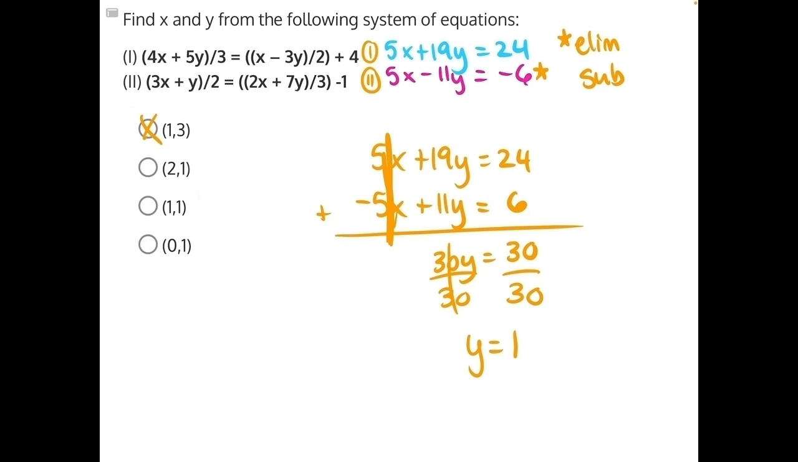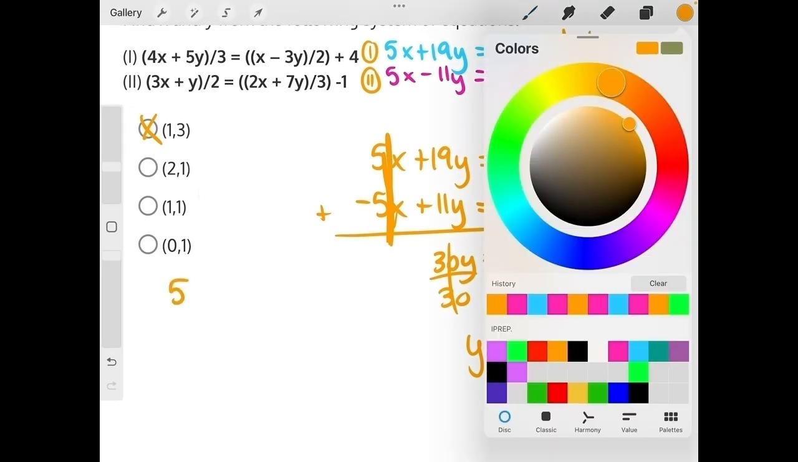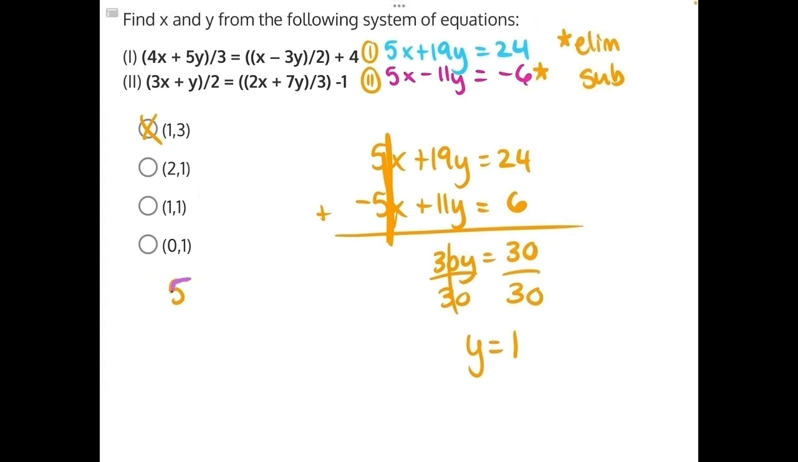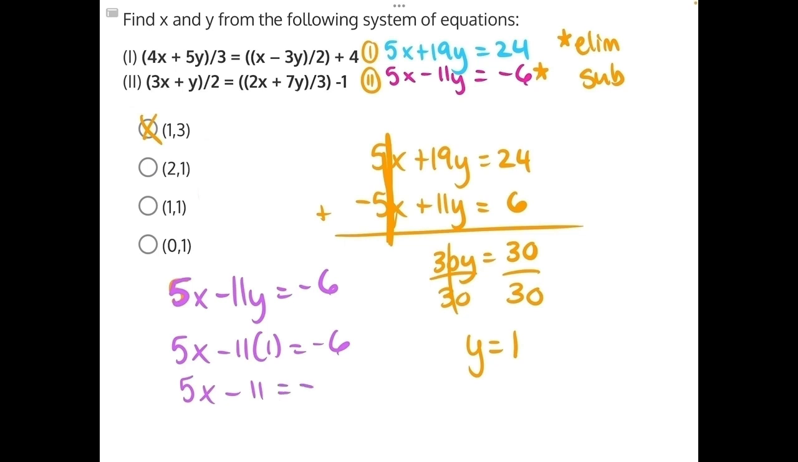And I would recommend plugging it back into our second equation here. We'll have 5x minus 11y is equal to negative 6. We're going to plug in 1. So we'll have negative 11 times 1. 11 times 1 would just be 11. And now we need to do opposite operations. We'll add 11 to both sides, giving us 5x, these will cancel, is equal to negative 6 plus 11 will give us a positive 5.